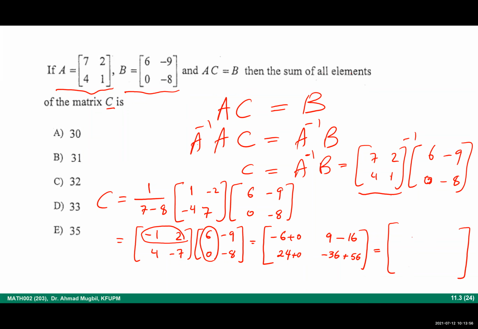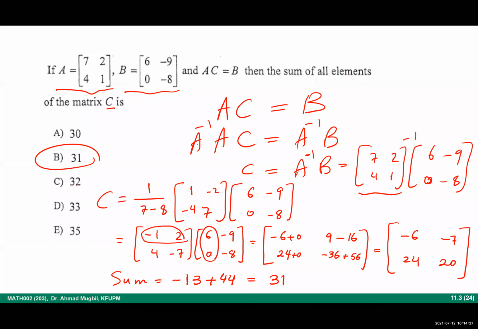So what will we have now? Negative 6, negative 7, 24, and 20. So what is the sum, ya shabab, of all these entries? It will be negative 13 plus 44. That's right? 31. The answer is B. So, ya shabab, it is about adding and subtracting integers. You just have to be relaxed, you have to be focused, and of course, for the concept of 11.3, it is here. These are a few steps at the beginning, but after that, it is a matter of calculations.